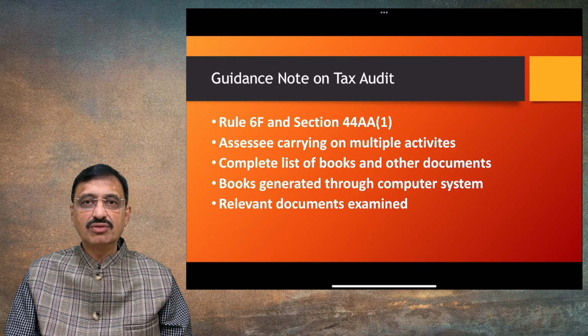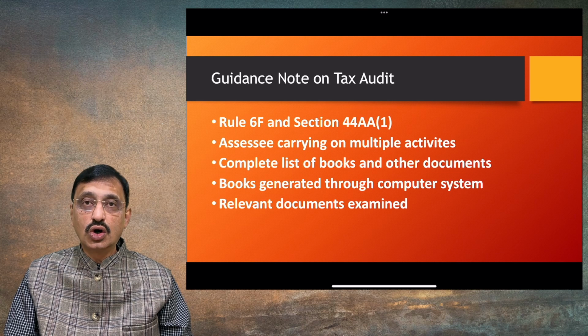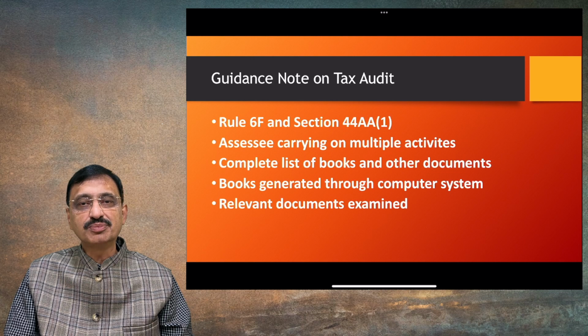In a case where books of accounts are maintained and generated through a computer system, the auditor should obtain from the assessee the details of address of the place where the server is located, or the principal place of business or head office or registered office by whatever name called, and mention the same accordingly in Clause 11B.